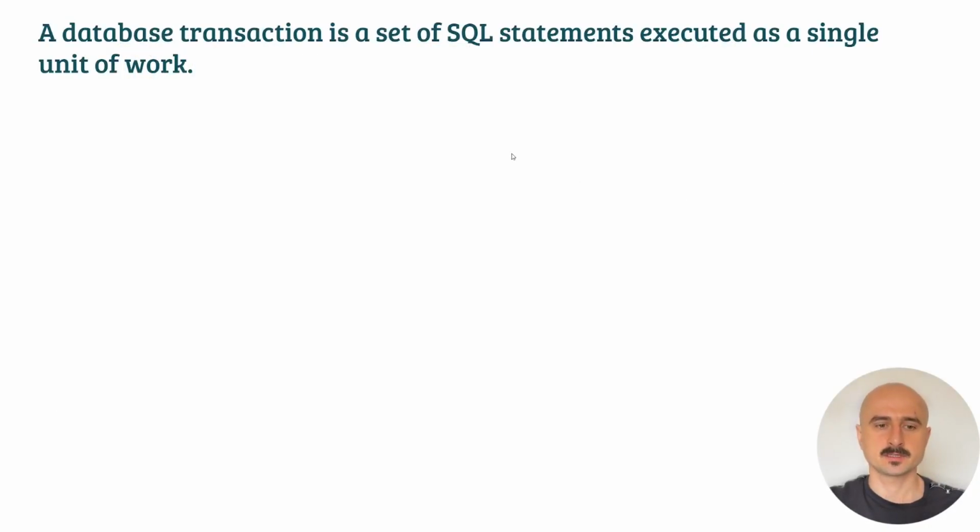Okay, let's start with the definition. A database transaction is a set of SQL statements executed as a single unit of work. Let's try to understand it step by step.